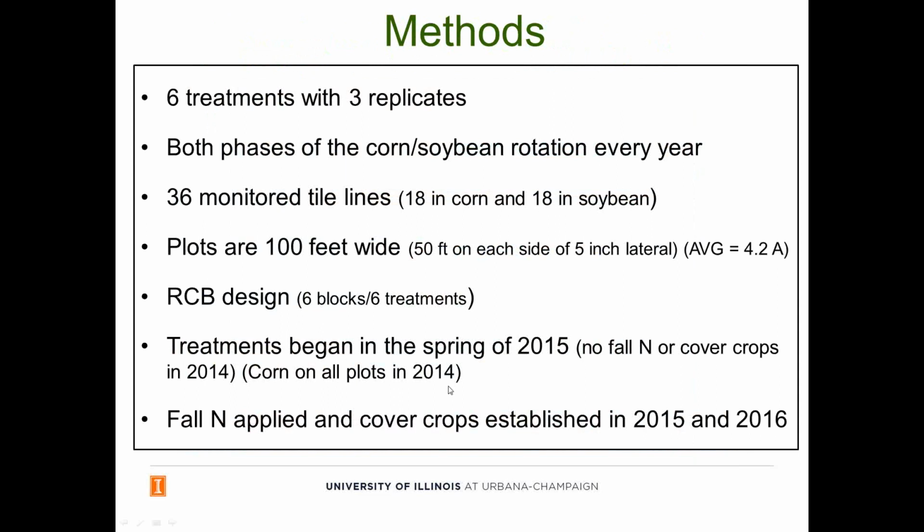And I have to note a couple of caveats: we weren't in a position to put fall N on in 2014, nor did we establish cover crops in 2014. And the entire field before we took it over for research was in corn. So that makes second year corn in 2015, which requires more N. So 2015 is a setup year, but it also was a chance for us to establish baseline and look at the variability across these 36 tiles.